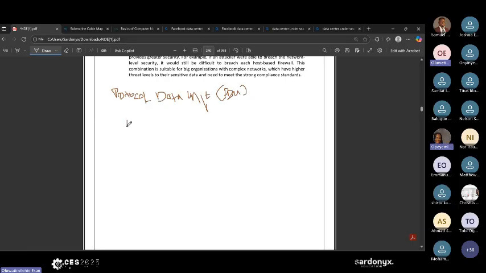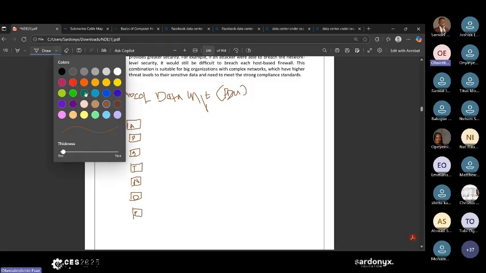So let's start. We have the application layer, the presentation layer, the session layer, the transport layer, the network layer, the data link layer, and the physical layer. Okay, let me use different colors so we can understand it very well.